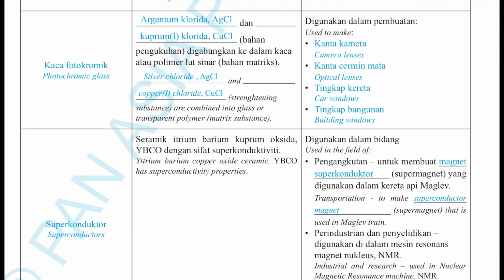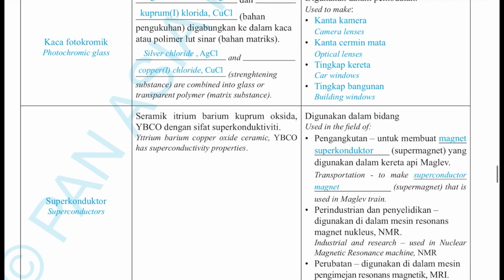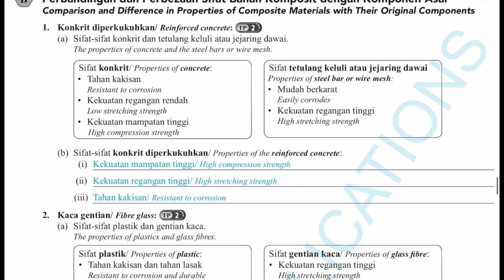Superconductors, yttrium, barium, copper oxide ceramic, YBCO, has superconductivity properties. Used in the field of transportation to make superconductor magnet. Magnet that is used in maglev train. Industrial and research used in nuclear magnetic resonance machine, NMR. Medical use in magnetic resonance imaging machine, MRI. Okay, we continue to comparison and difference in properties of composite material and their original component.